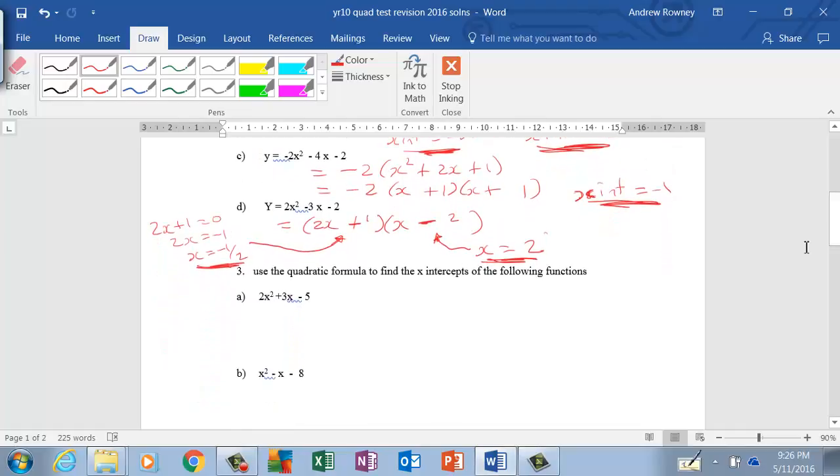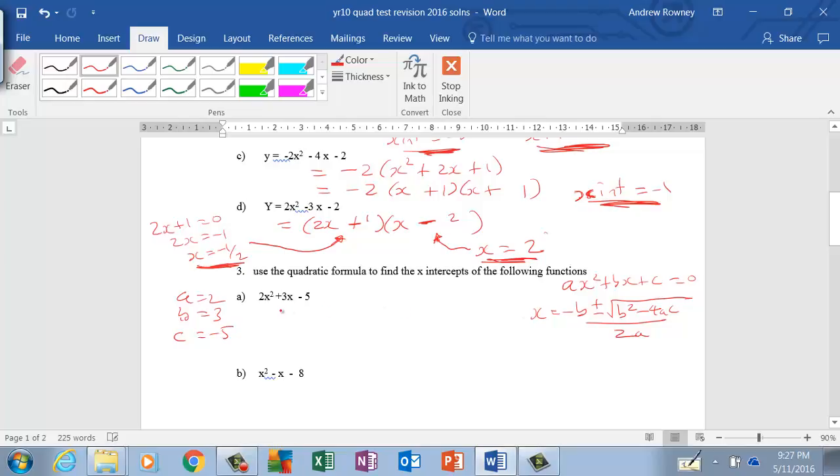Okay, question 3, use the quadratic formula to find the x-intercepts of the following. The quadratic formula is this one here. If you have ax squared plus bx plus c equals 0, then the x-intercepts is equal to minus b plus or minus the square root of b squared, take 4ac, all divided by 2a. Now in this case, looking at this one, a is equal to 2, b is equal to 3, and c is equal to minus 5.